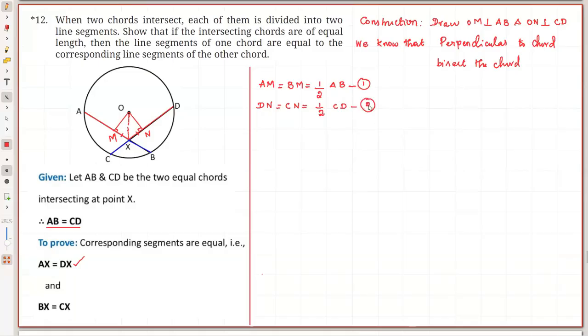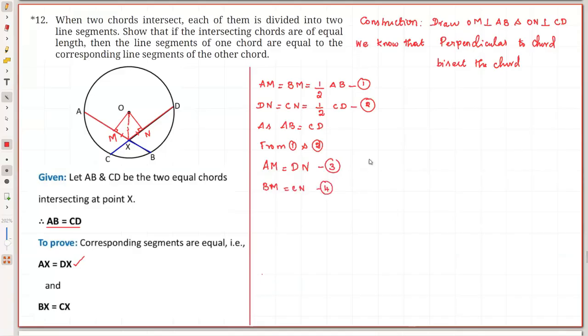Now from 1 and 2, AB is equal to CD, which is given in the question. So AB equal to CD means half of AB is equal to half of CD. So from 1 and 2, the right hand sides are equal. Therefore, the left hand side, AM is equal to DN. I can take it as the third equation. Now, BM is equal to CN. I can take this as the fourth equation.